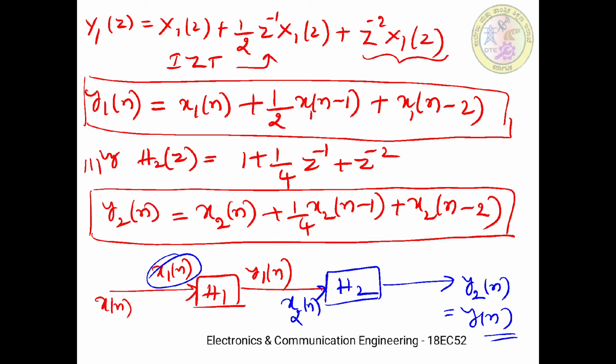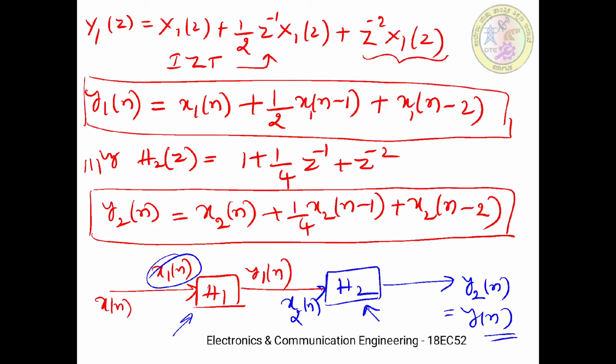So now once we obtain the individual difference equations for the two stages, we can draw their cascaded structures. As I told you, h1 of z and h2 of z are individually realized by direct form structures only. The only thing is we need to cascade those two direct form structures. So the cascade realization for the given problem is like this.